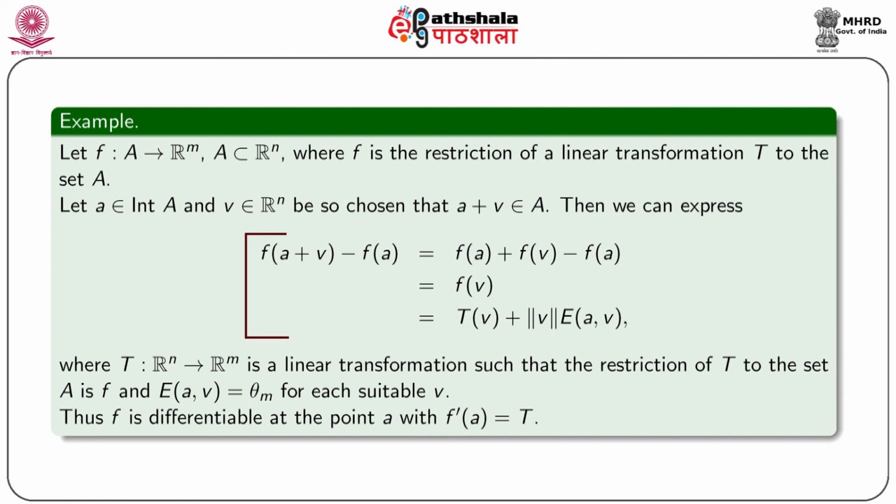Now, we have to write this in the form T(v) plus norm v times E_a(v), where T should be a linear transformation. So, our guess is T should be f. So, we can write this as f(a+v) minus f(a) equal to T(v) plus norm v times E_a(v), where T equals that map whose restriction over A is f and E_a(v) is identically the 0 vector. With this, we find that f is differentiable at the point a with f'(a) equal to T.